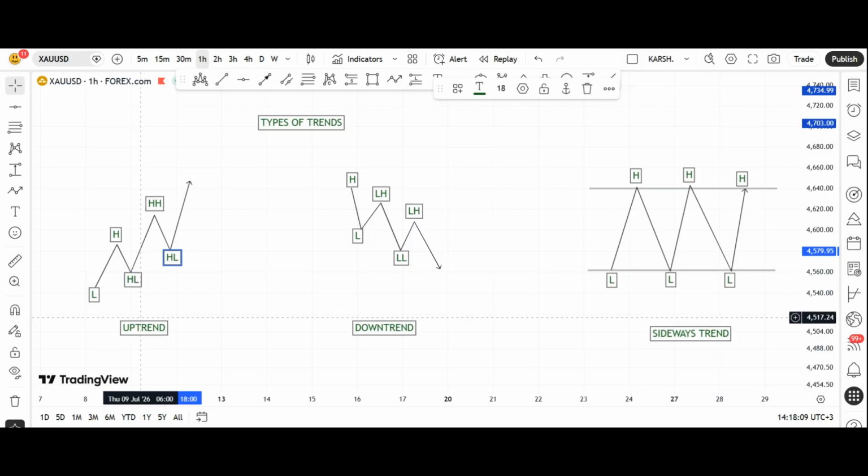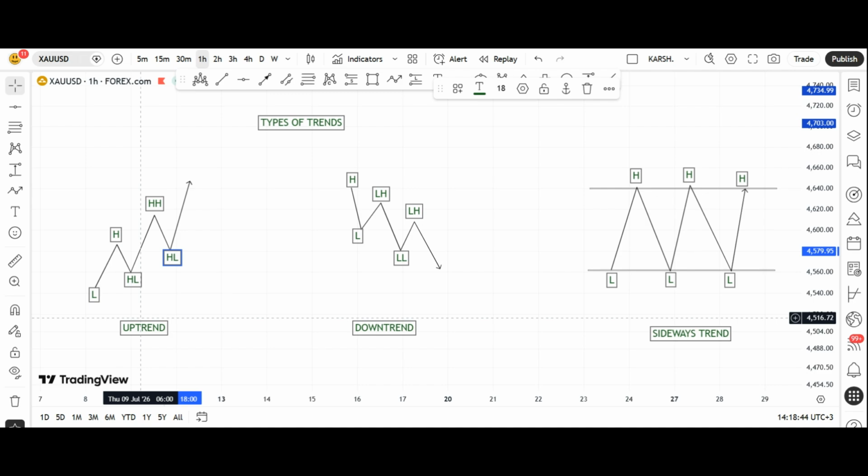In an uptrend, more buyers are in control of the market than sellers. So what opportunity are you looking for in an uptrend? You are looking for buys, not sales, because the trend is your friend and you follow the trend. In an uptrend, you are looking for buys only. We are going to do another video on how to identify this in a real-time forex market.